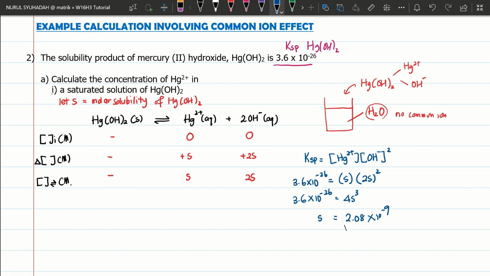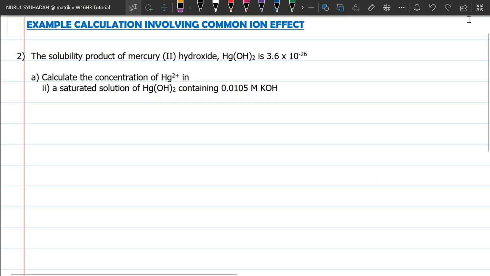Okay, so after that, what you will do is, soalan tadi minta concentration. Okay, the question asks for what is the concentration of Hg2+. So concentration of Hg2+ is S, so equal to 2.08 times 10 to the power of negative 9 molar. Okay, so ini yang pertama. So let's move on with the second one. Okay, the second one. So, kita nak calculate concentration of Hg2+ in a saturated solution of Hg(OH)2 that contains 0.0105.